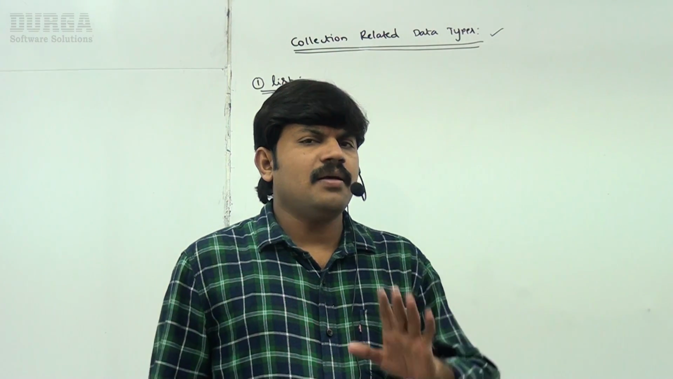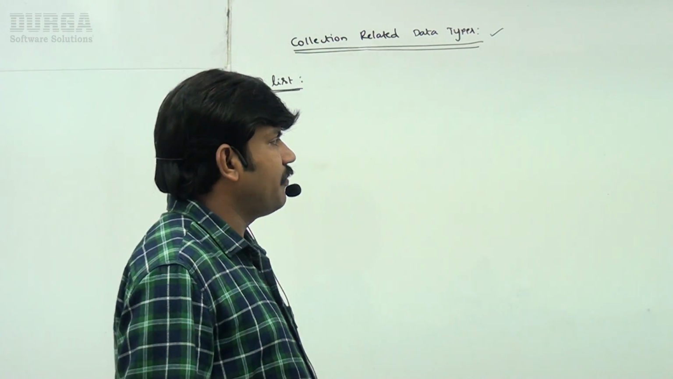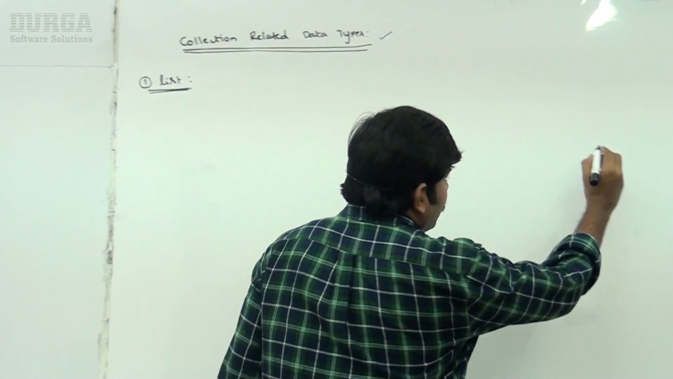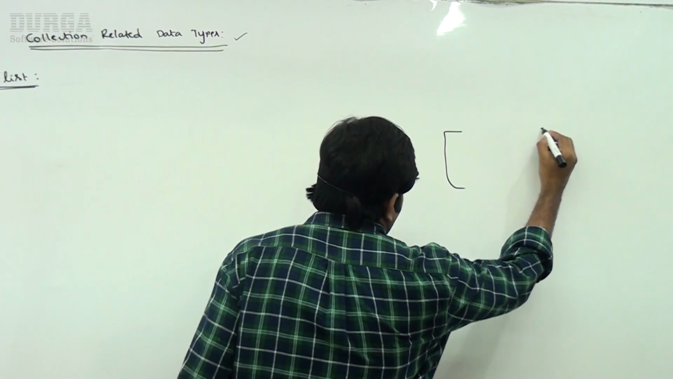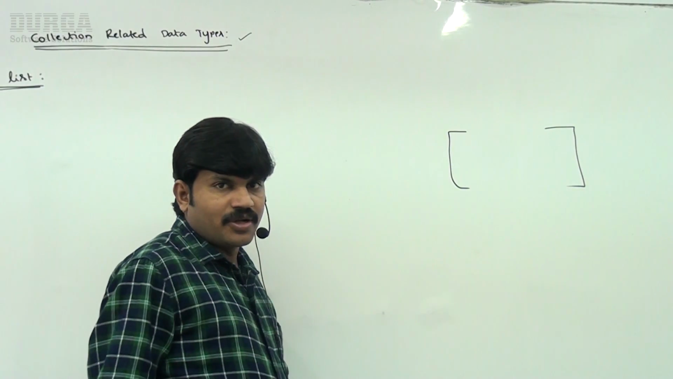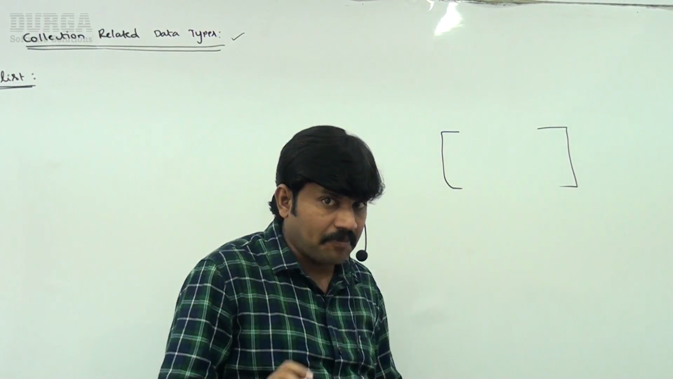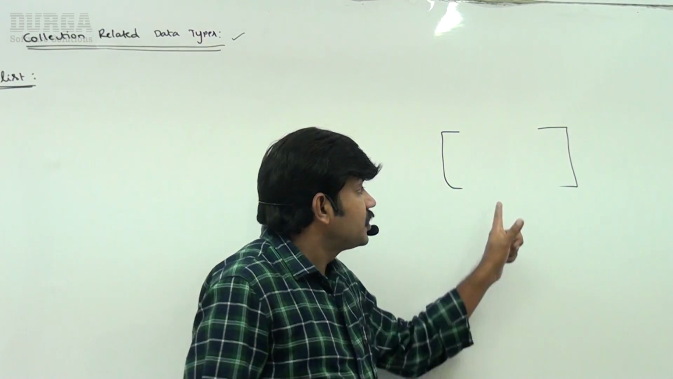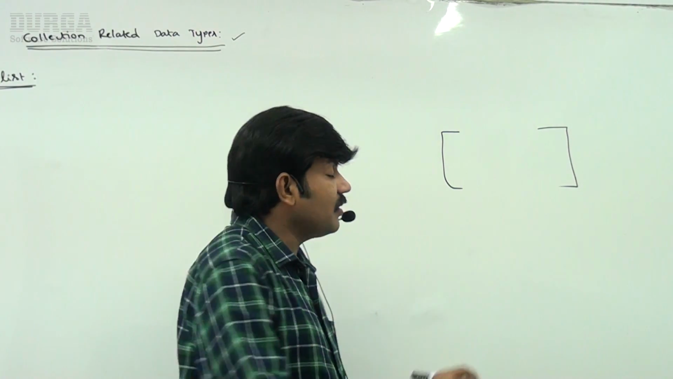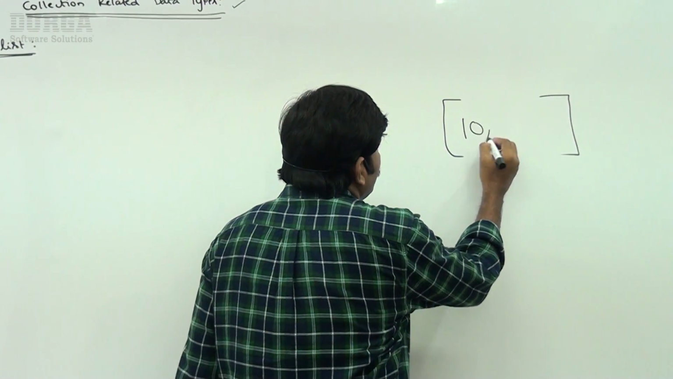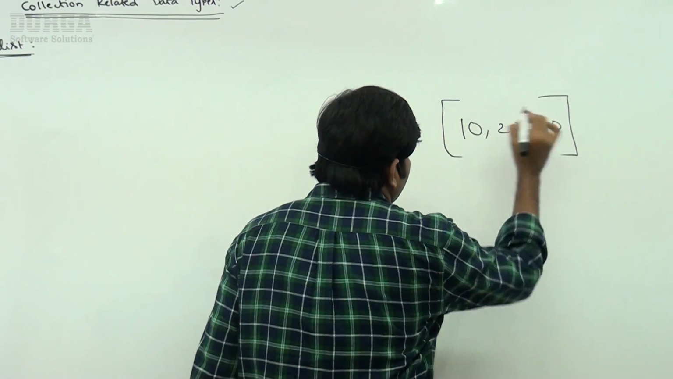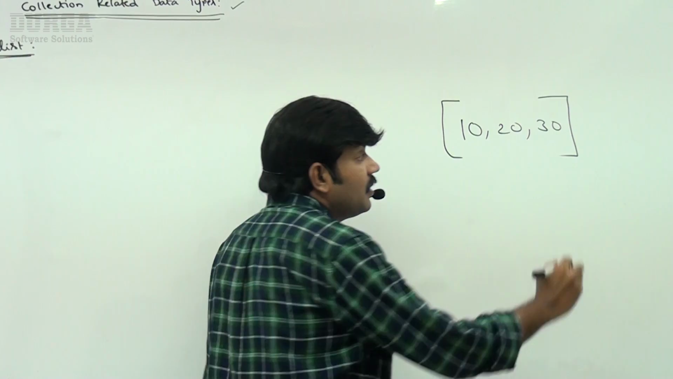Sir, how can you represent a list? Take a bit of special care. What is this notation? Please respond. This one is square brackets. So the list concept can be represented by using square brackets. Remember that, sir: first value, comma, second value, comma, third value, like this is the list concept.